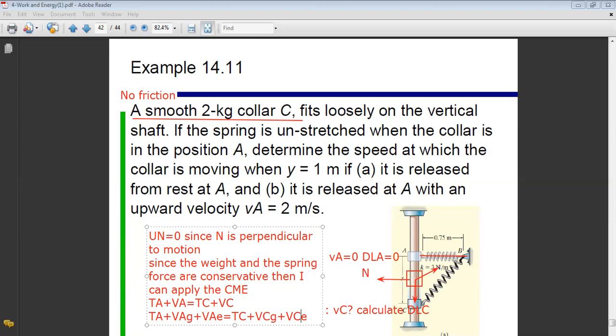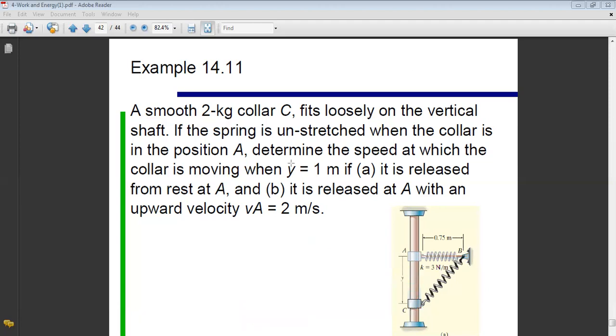Okay, so now what I have to do, I will apply this relation on my problem. And I have two questions. In the first question, A is released from rest, while in the second question, it is released with an upward velocity of 2 meters per second. So in the two questions, the only difference will be in TA. In the first question, I will put VA 0. In the second question, I will put VA 2 meters per second. So now let us replace term by term the components of our equation.